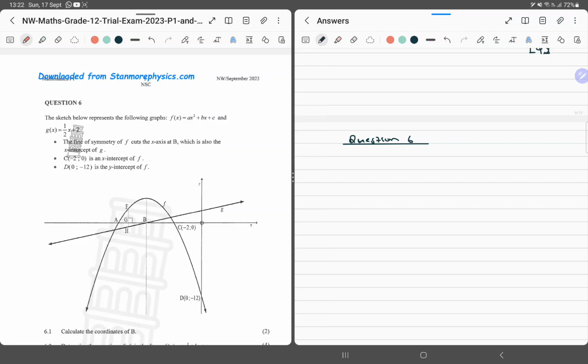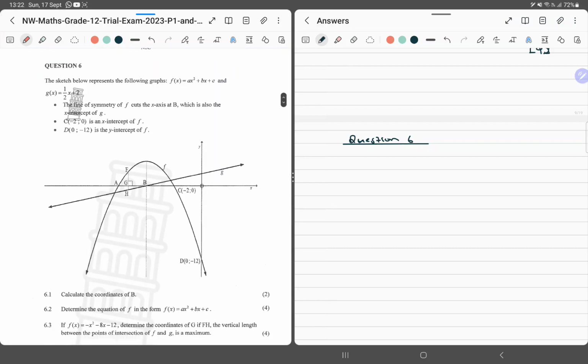Okay, so let's deal with the Paper 2 of mathematics. Now it says the sketch below represents the following graphs. Can you see? This is given in the standard format, meaning it's a hypothetical graph. We have to find out from the sketch what is going on. And the graph of g. So the graph of g is given completely, so we're not guessing anything.